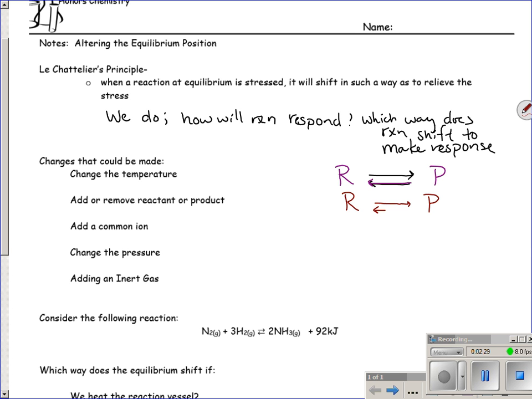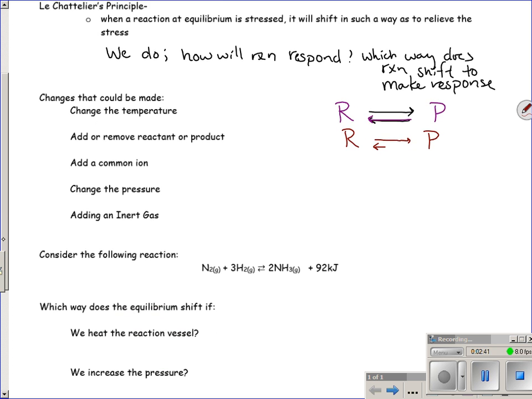The forward or the reverse reaction will start running more strongly. So when I say stress, these are what I'm talking about. Stressing the equilibrium. One of the things we can do to stress the equilibrium is to change the temperature, and changing the temperature affects different reactions differently, depending on whether they are endothermic or exothermic.